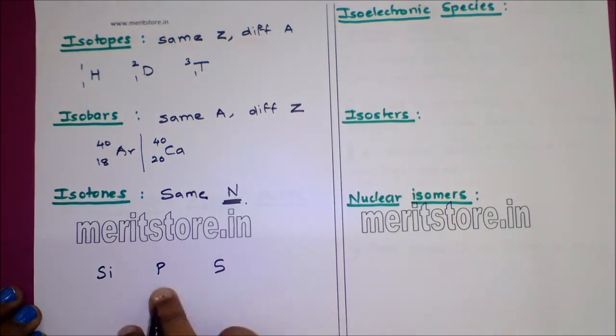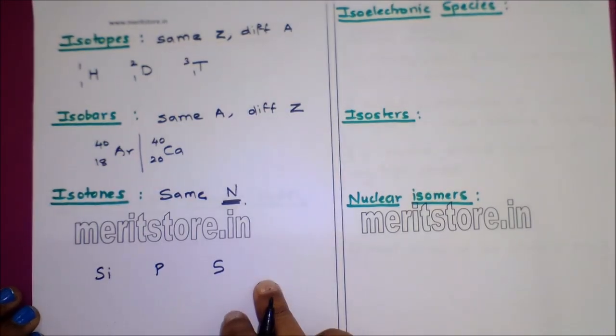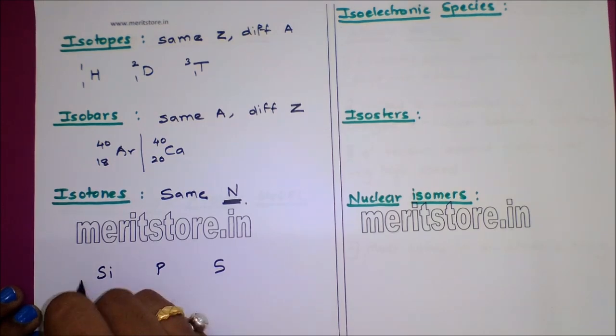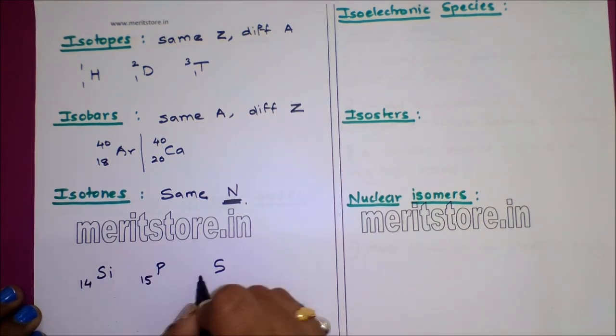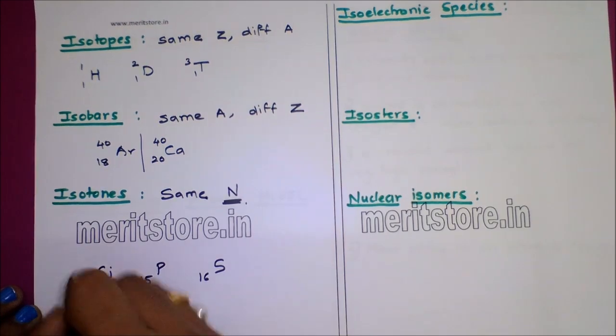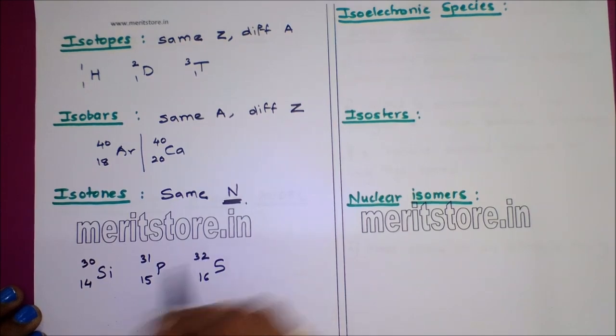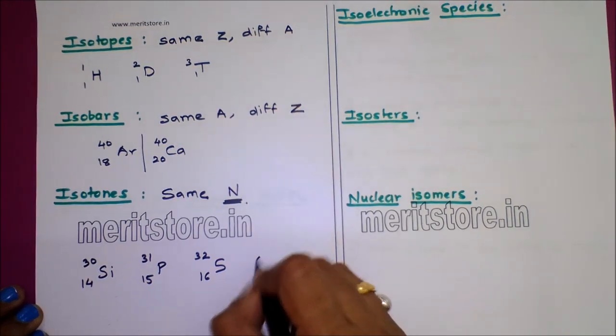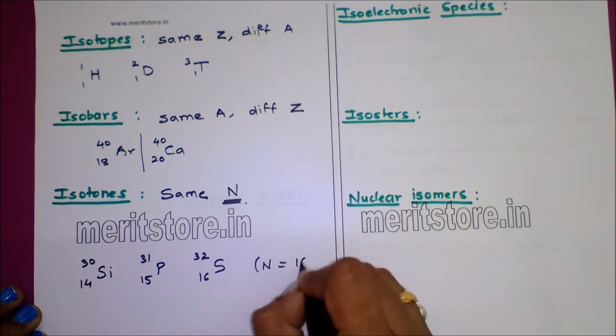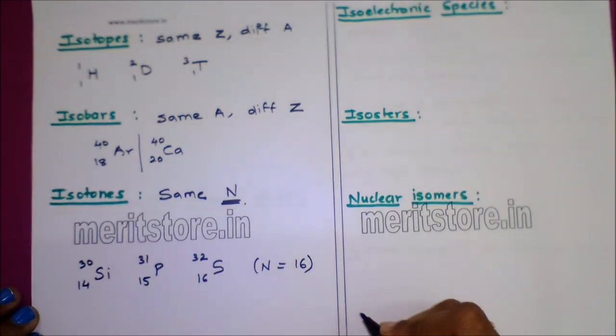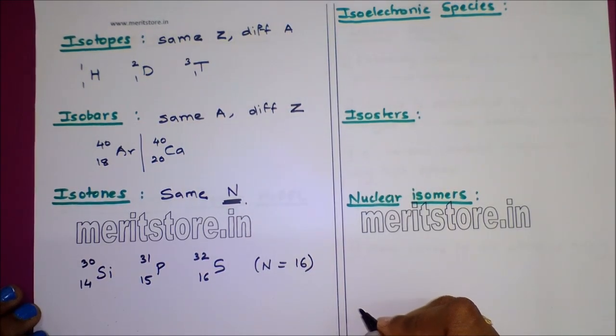They have different atomic numbers. For example, silicon is 14, phosphorus is 15 and sulfur is 16. Even their masses are different. Silicon is 30, phosphorus is 31 and sulfur is 32. But all of them have the same number of neutrons, that is equal to 16. So they are called isotones of each other.